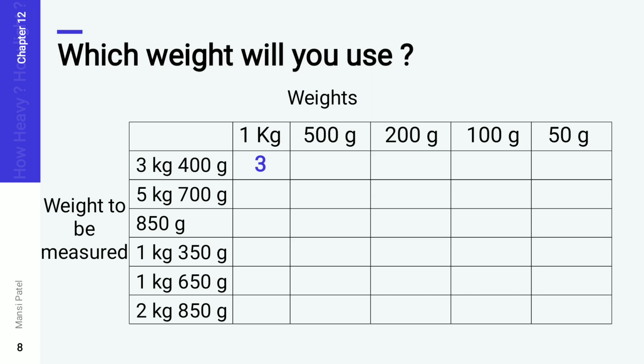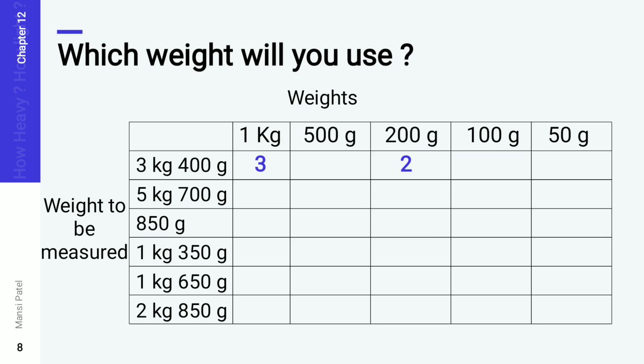See here, if you use the 500 gram unit, then it is bigger than 400. So you can take two weights of 200 gram. So see here, you can make 3 kilogram and 400 gram. If you take 3 units of 1 kilogram, then it makes 3 kilogram. And for the 400 gram, you take 2 units of 200 gram. So it becomes 400 gram.